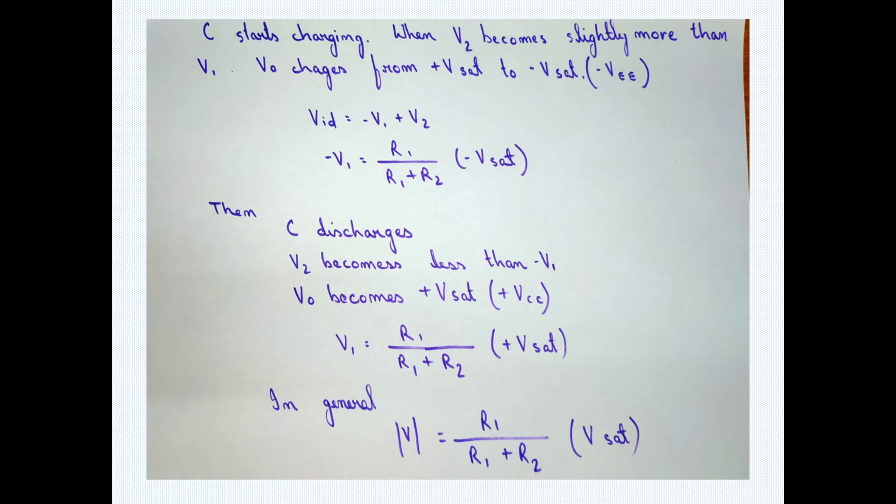we can write V1 is equal to R1 by R1 plus R2 multiplied by the positive saturation voltage. In general, V1 is equal to R1 by R1 plus R2 multiplied by the saturation voltage. Now we'll see the graph.